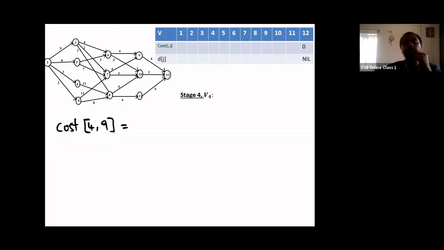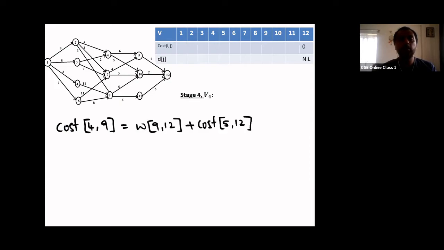Then similarly, in stage 4, we have 3 nodes, that is 9, 10, and 11. These 3 vertices need to be connected to the sink, and all 3 have a single outgoing edge, which connects to vertex 12. So their connectivity cost will be: cost of 4, 9 will be equal to the weight of 9 to 12, that is the connecting cost from vertex 9 to vertex 12, plus the shortest path from 12 to the sink. So it is 0.